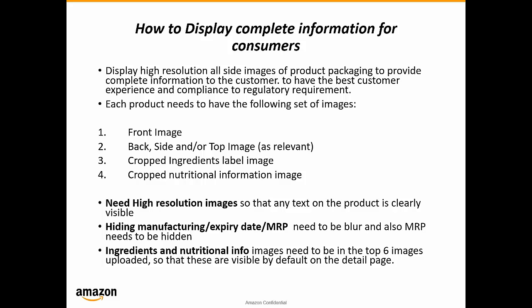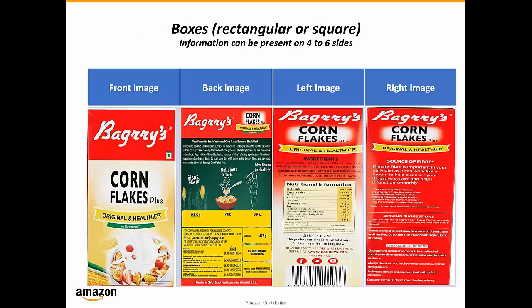Another is that ingredient and nutritional information should be covered in the top 6 images, meaning which is prominent for the consumer to look upon. It should be visible on those top 6 images. So these are a few examples which we want to take you through, how it should look like.